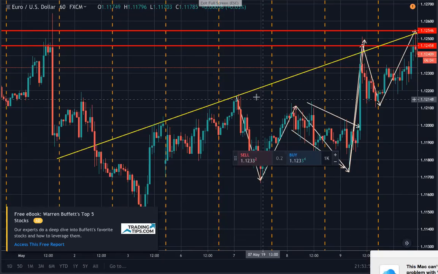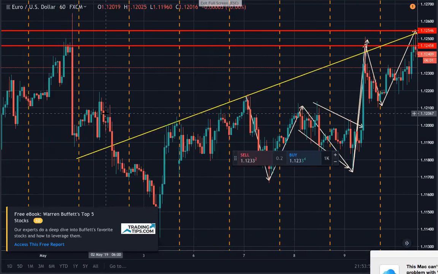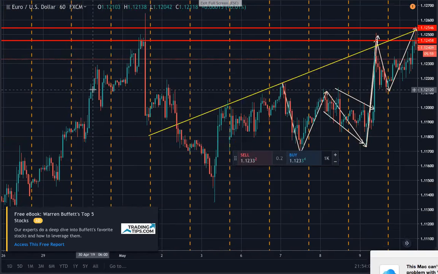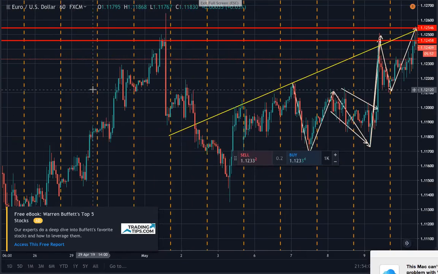All right. So yeah, the yellow line is a trend line. You definitely want to trade with the trend. If you trade against the trend, have a strategy to get out or a strategy to take profits or whatever, because you don't ever want to trade against the trend.